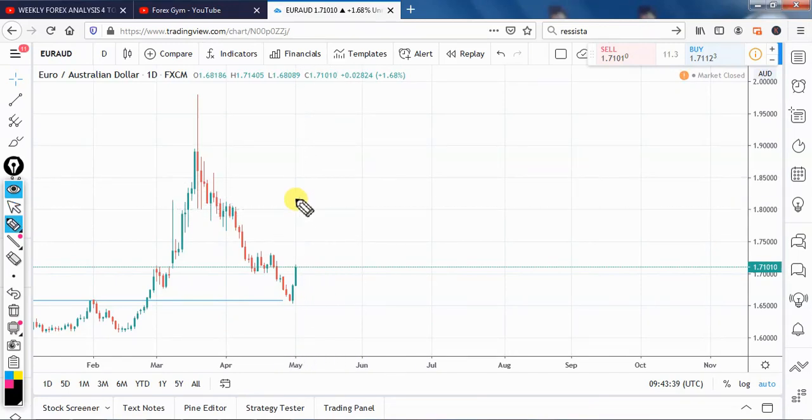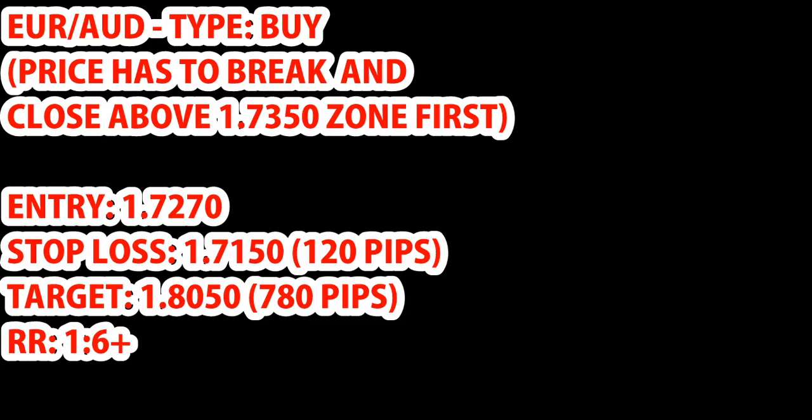I know some traders might say that this is way too far, but this is euro against Australian dollar, and this currency has very big moves. Even in normal market conditions, this currency can move up to a good 300 pips a day. So 800 pips might seem a lot, but for this pair, it's not as much.